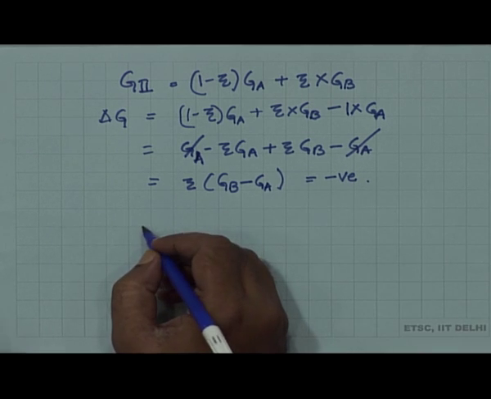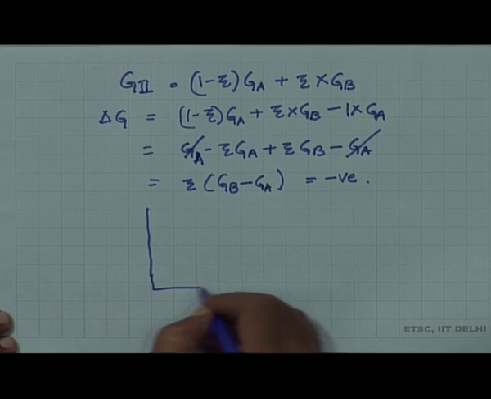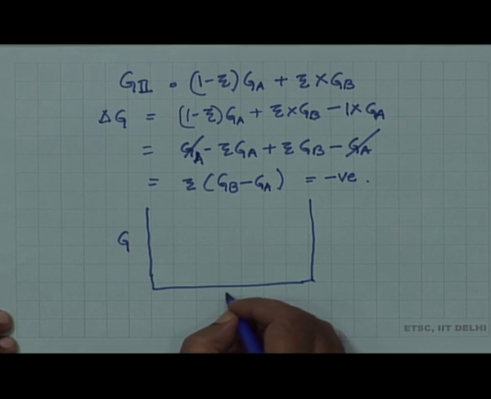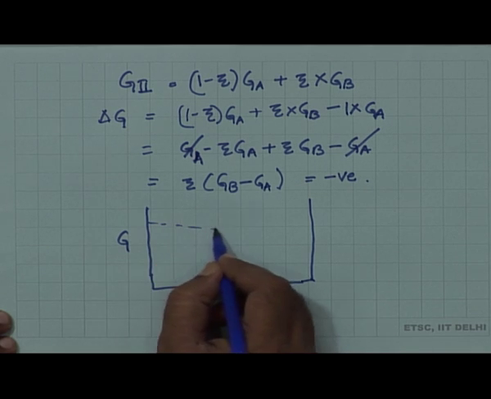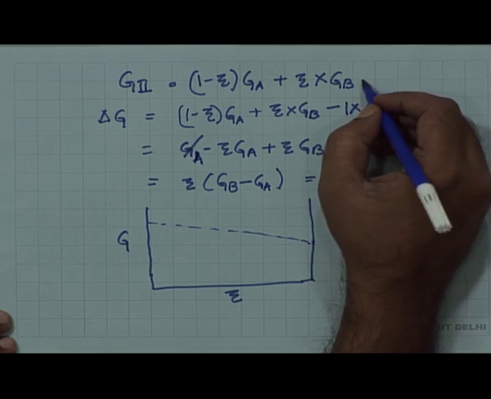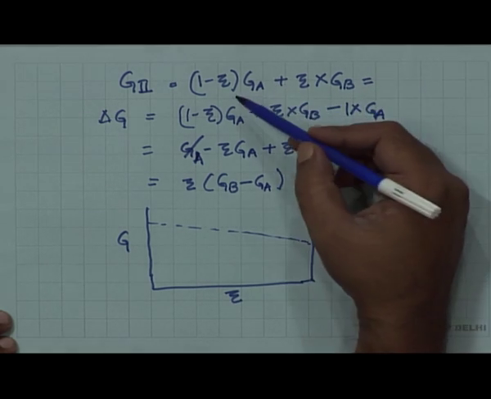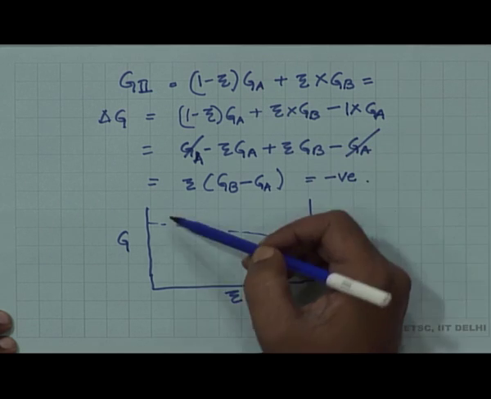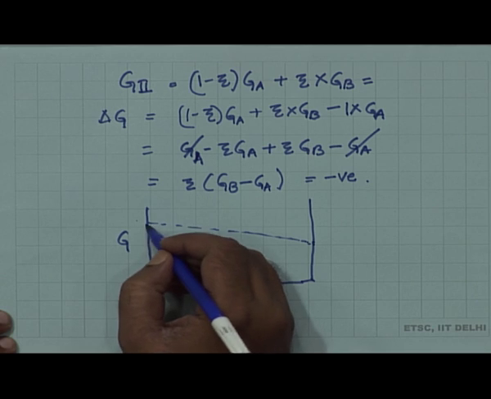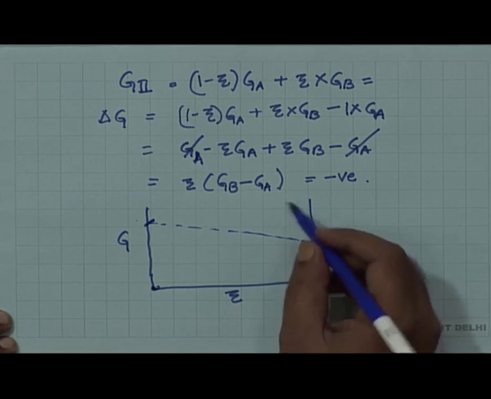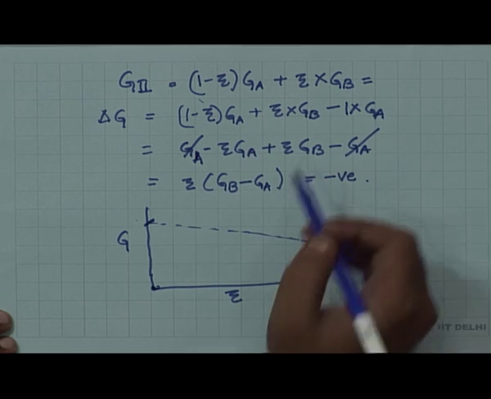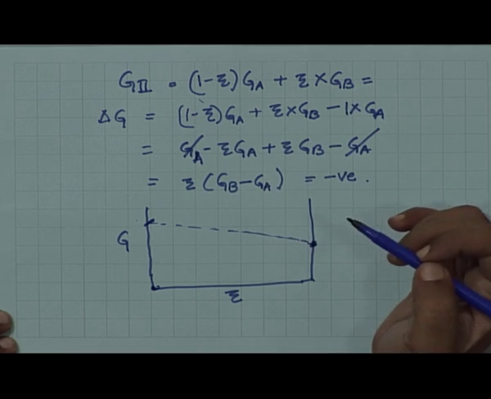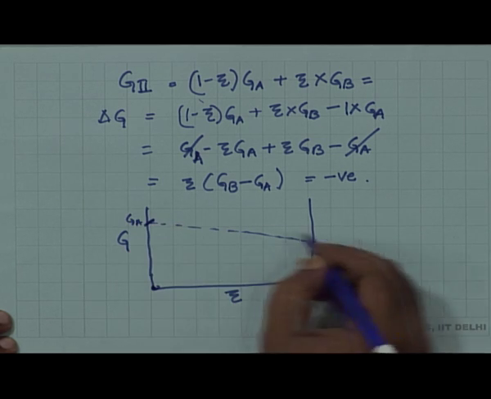So, what does that mean? If we plot G versus extent of reaction, we will get an equation like this, and that is quite clear from here that when E is equal to 0, you are left with only G A. So, E is equal to 0 at this point, then your G is equal to G A. When E is equal to 1, this term goes to 0 and we have G 2 is equal to G B. So, this is G A and G B.